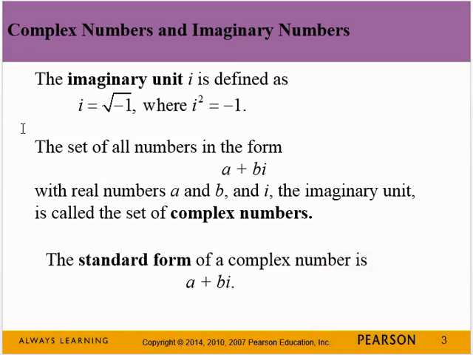So the imaginary unit i is defined as i equals the square root of -1. This way, when you have the square of i, it equals -1. Before, when you were told you could not square a number and have it equal a negative, in imaginary numbers you can. The set of all numbers in the form a plus b times i, with real numbers a and b, and i the imaginary unit, is called the set of complex numbers. The standard form is a plus bi.